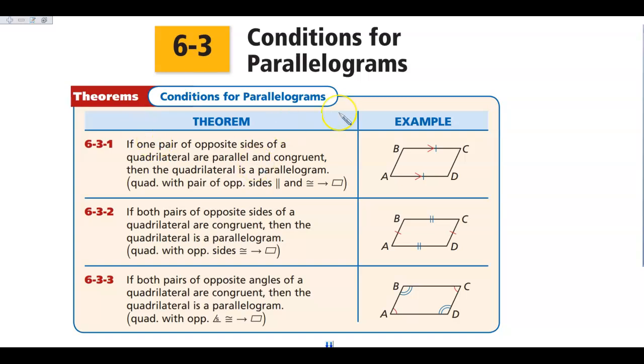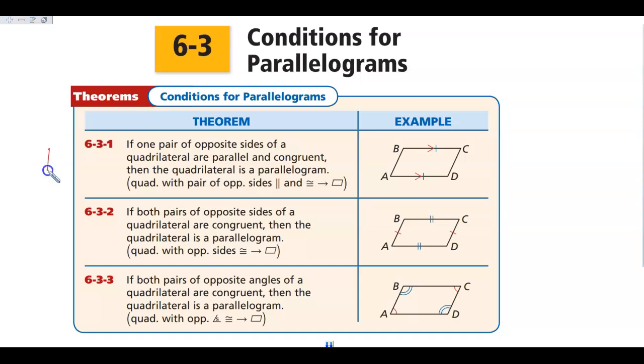Hey everybody, today we are talking about 6.3, which is conditions for parallelograms. So in 6.2 we talked about, alright, a figure is a parallelogram, so what properties do we know? Today is more or less going to be the converse of everything that we did in the last section with one exception. So we're going to say, hey, I know these properties. Can I tell if my figure is a parallelogram?